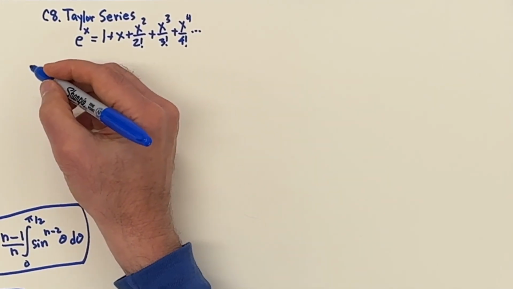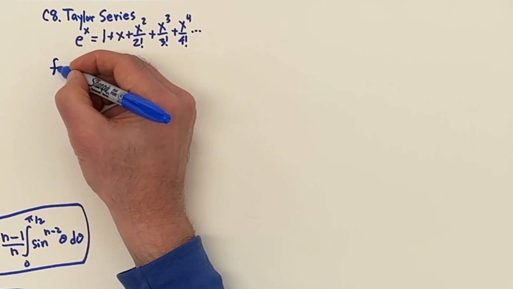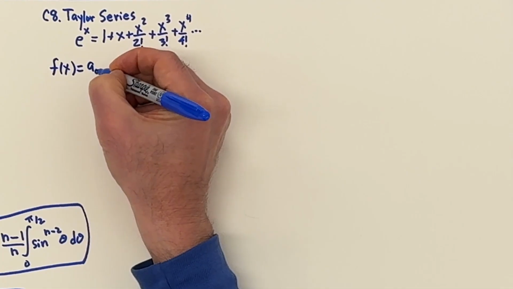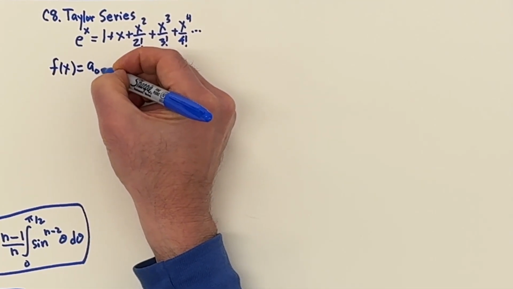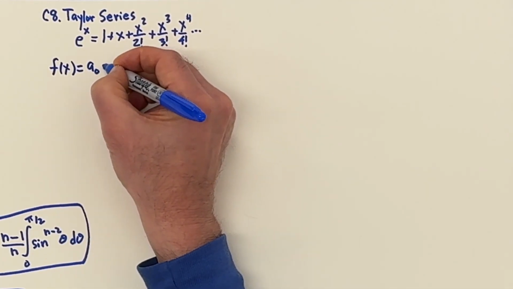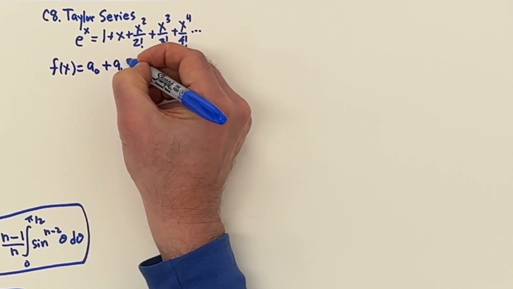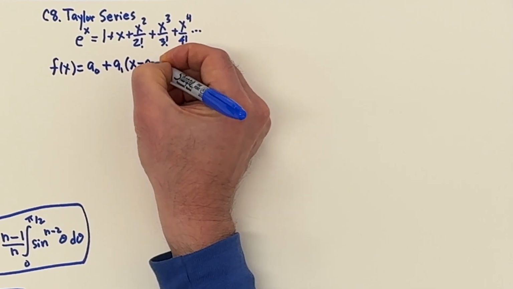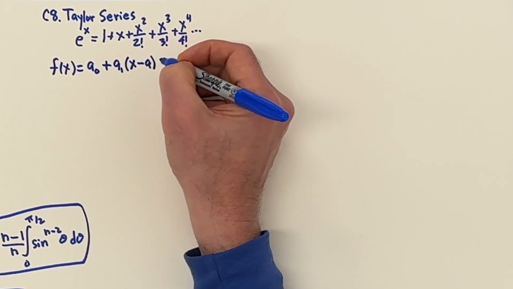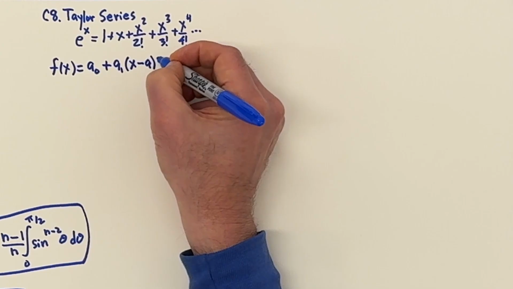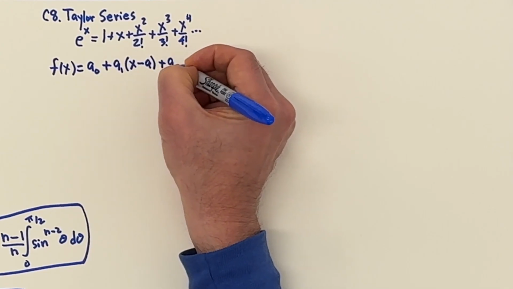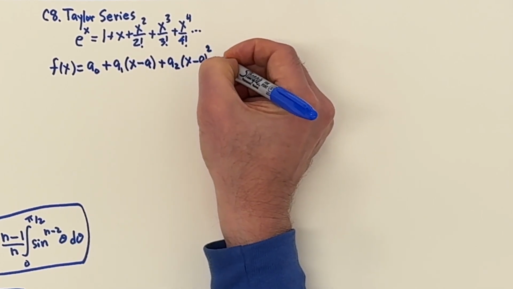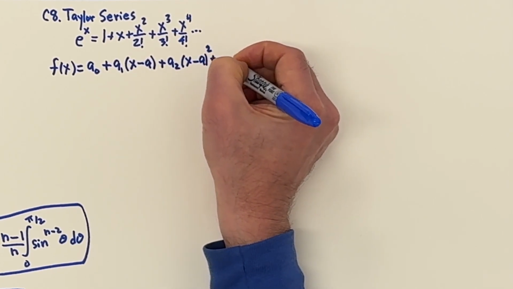And here you basically look at an arbitrary function, f of x, as a power series, say a naught, and that goes with an x to the 0th power, which is 1, and then a1. And here, actually, there's a more general form that has x minus a. Let's go ahead and do that. And then there's a second coefficient, and there's an x minus a squared, and so on, goes on and on.